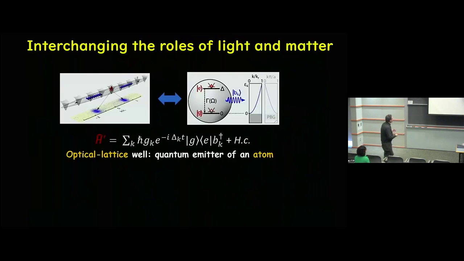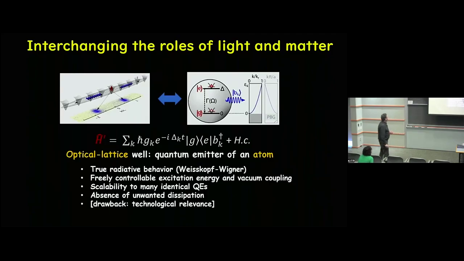And so what we have here is a system where we can realize Hamiltonians that look just like usual light-matter interaction Hamiltonians. And so they show a truly radiative behavior. We can control actually here the vacuum coupling very nicely. We can realize systems of many identical emitters. And what's particularly nice is that the Purcell factor in these systems is infinite, or the beta is basically 1.